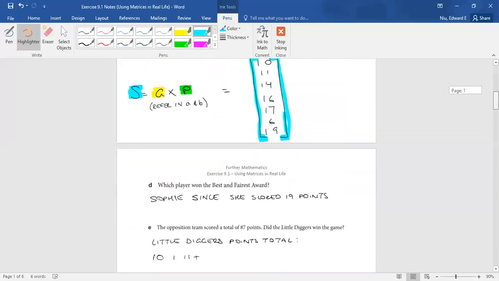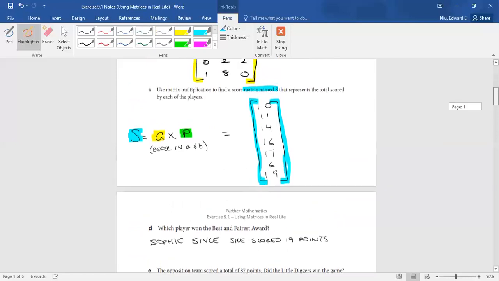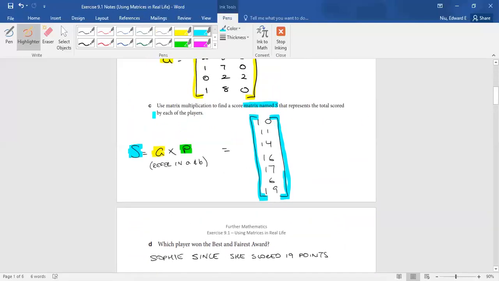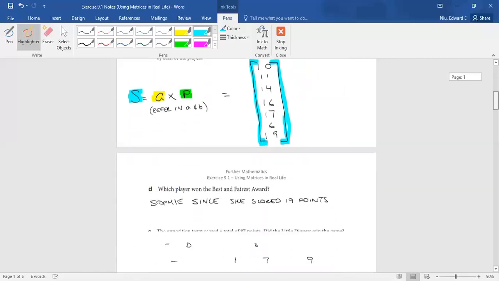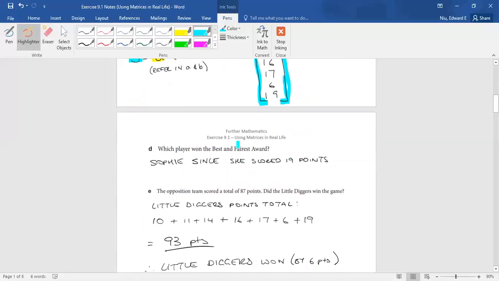Right, now that's done. Part D: which player won the best and fairest award? What we have to do here is take a look at what we got in part C, which says use matrix multiplication to find a score matrix named S that represents the total scored by each of the players. So we look at the highest number, 19 is the highest, and we go back to the original table and ask who's the last person? Last person is Sophie, so she must have scored 19 points. And that means she's going to win the best and fairest.